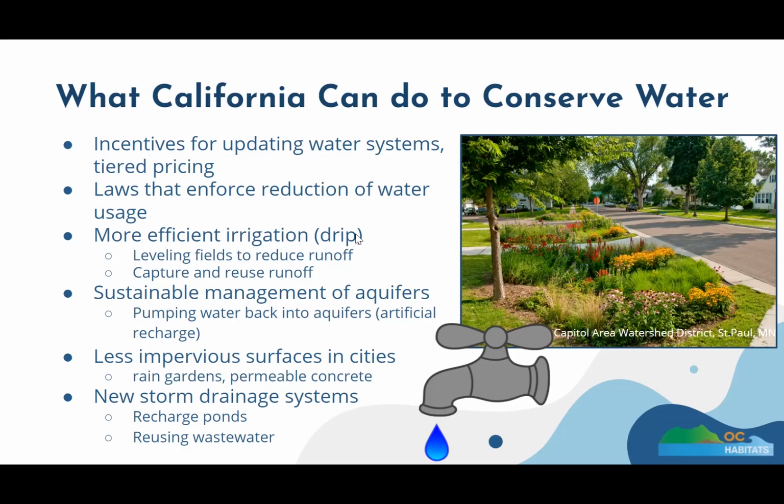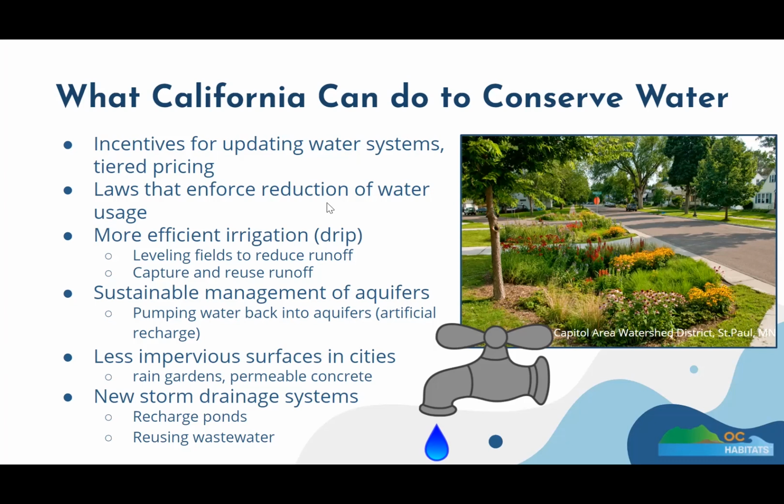Also, California can have laws that enforce reduction of water usage. We often have those in drought years, but once the drought is said to be over, we often relax those stricter conservation laws. So something could be a more stringent one that is in place all the time and not just in a drought year.